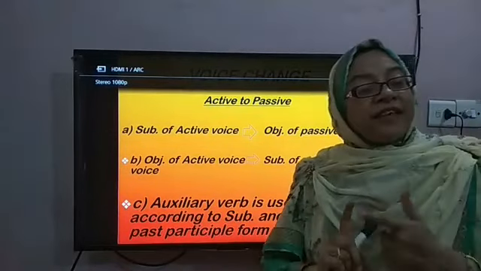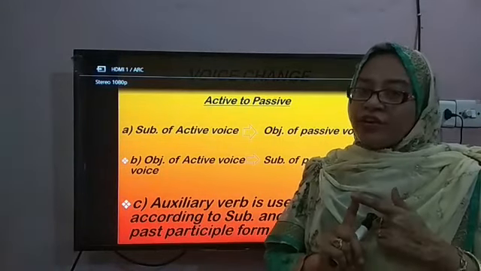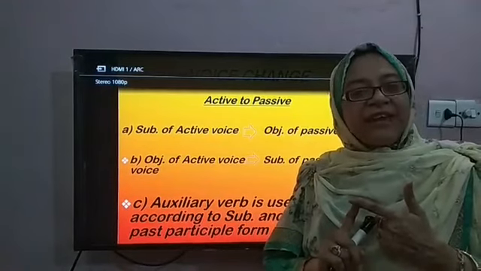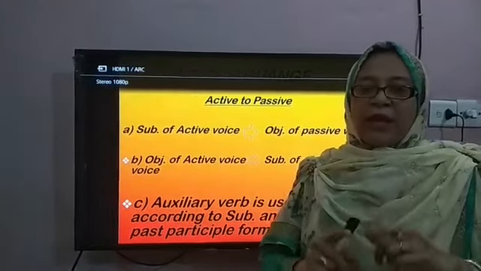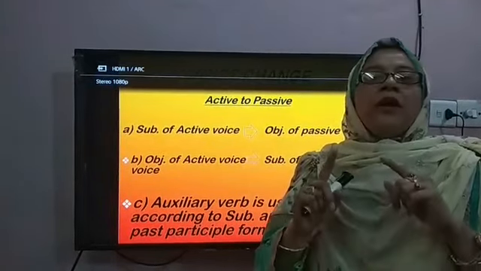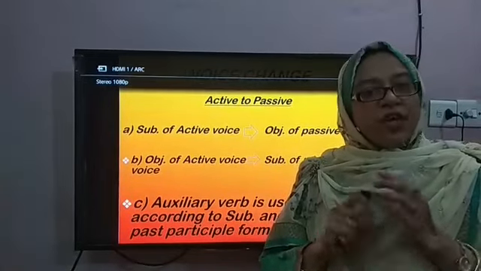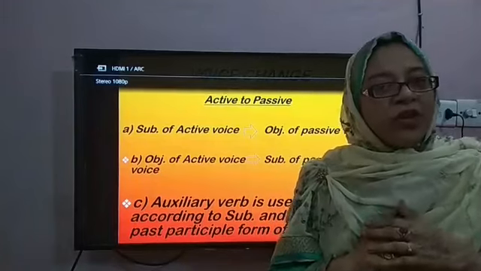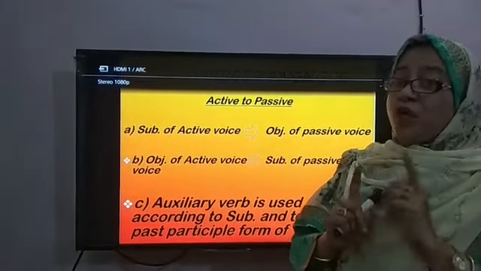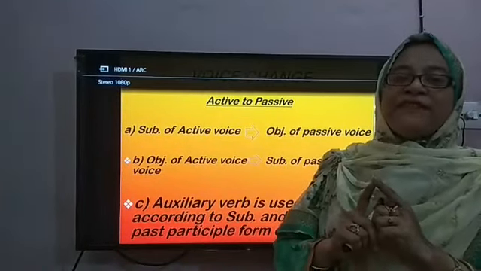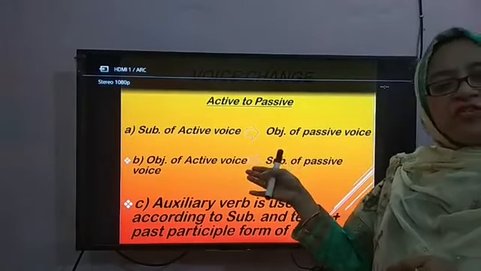And auxiliary verb is used according to the subject and tense. And also the participle form of verb is used. And then we use by when we turn it into passive. Okay dear, now go to the next slide.